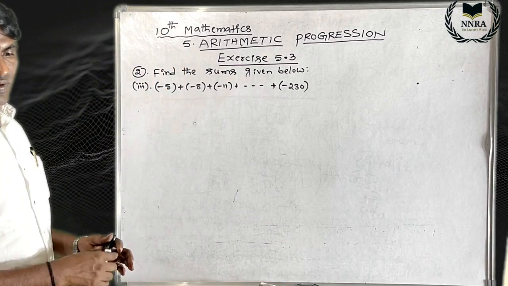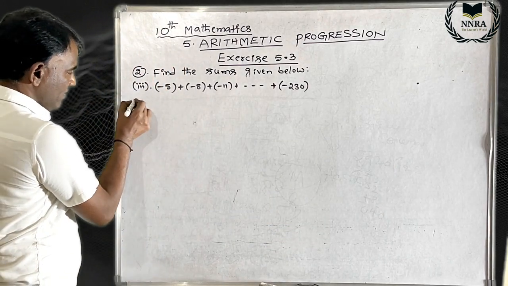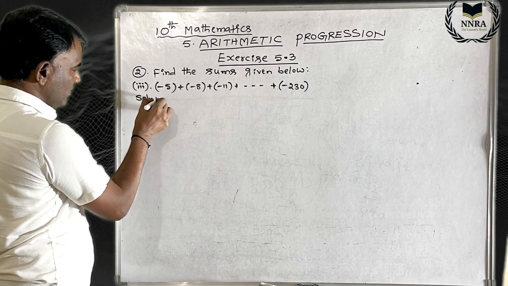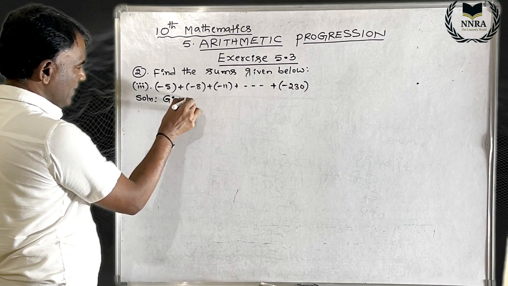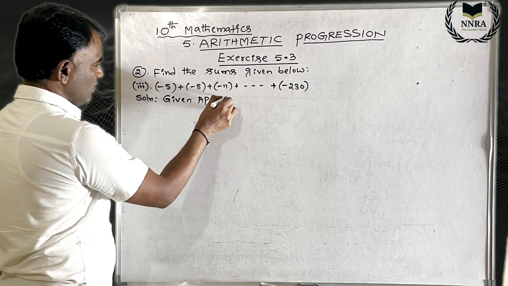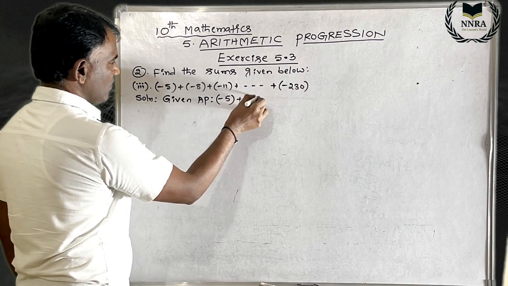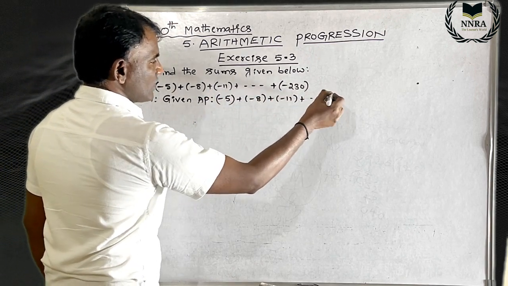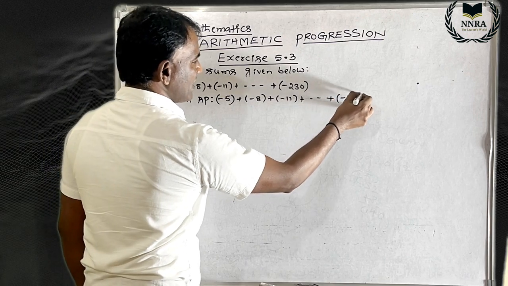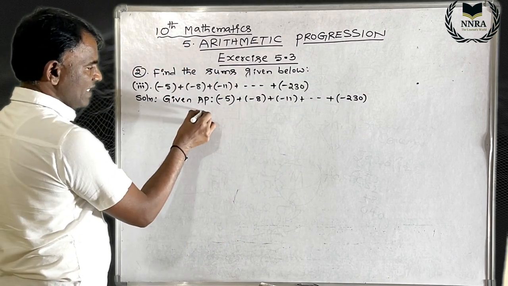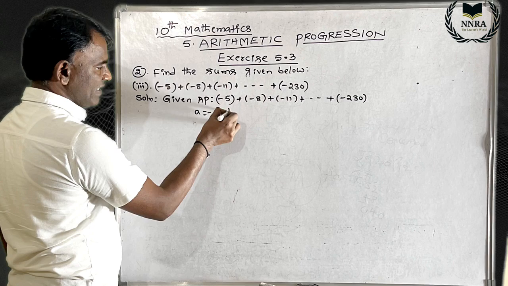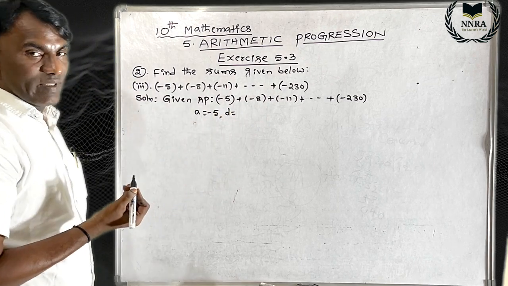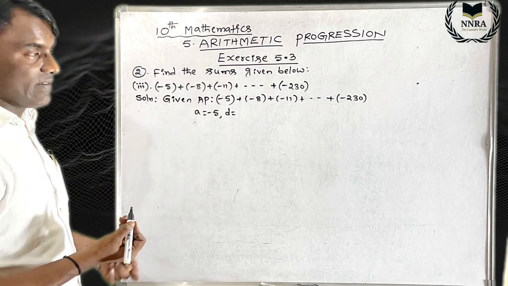Okay, now this is the third question. So first we write the given AP: minus 5, minus 8, minus 11, and so on, minus 230. So here a equals the first term, that is minus 5. d equals the common difference. How to find that? Second term minus first term.